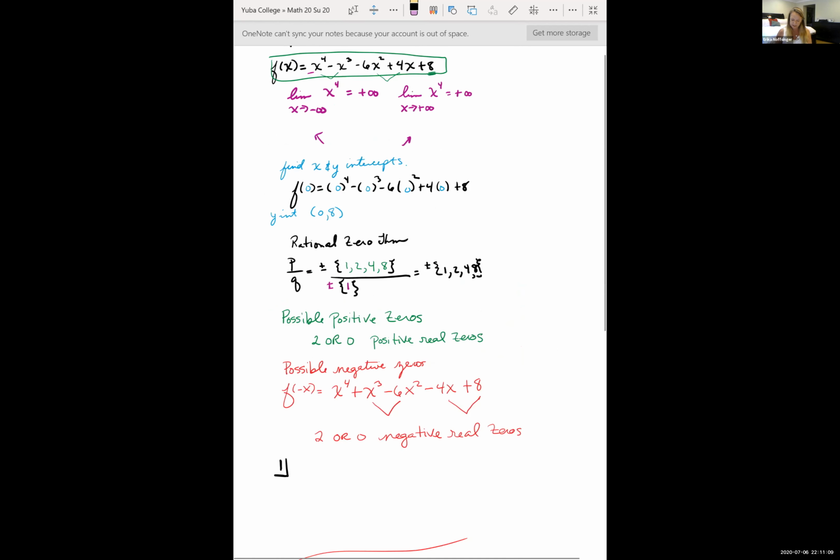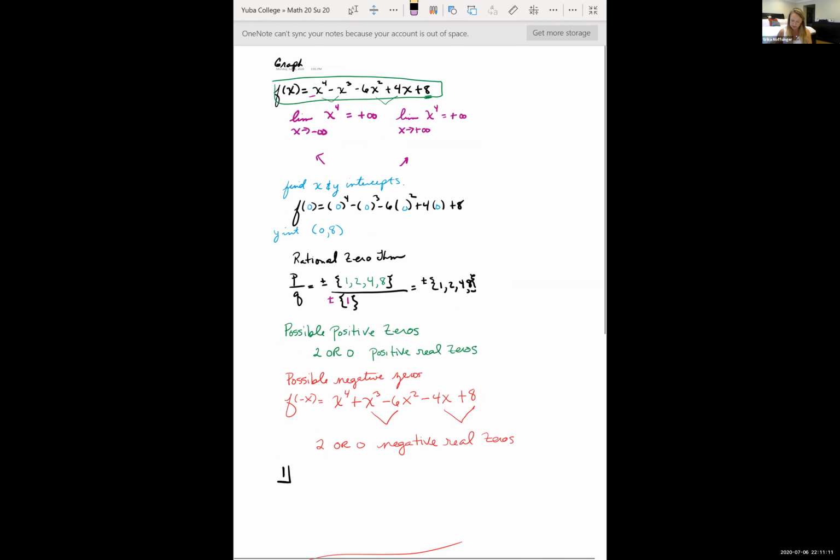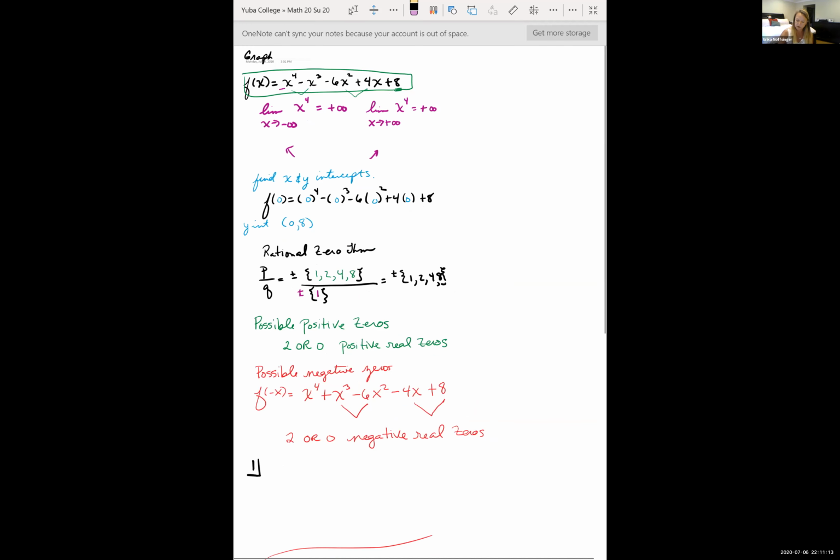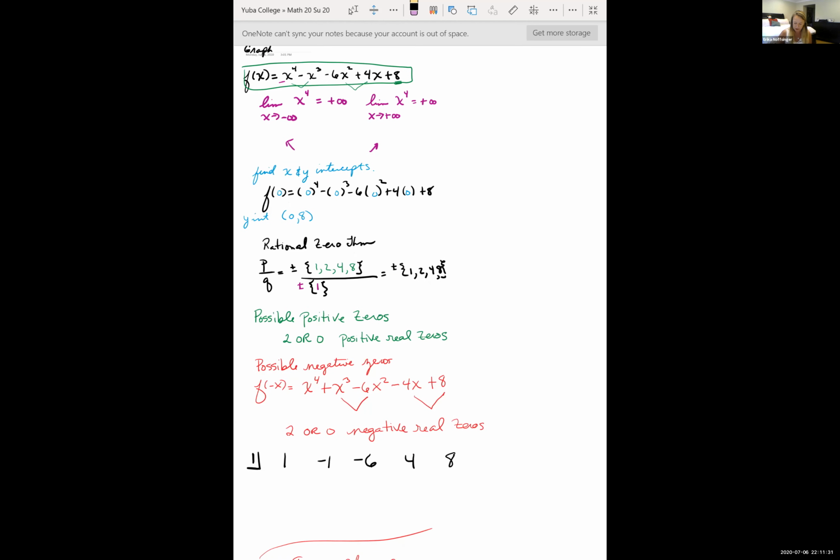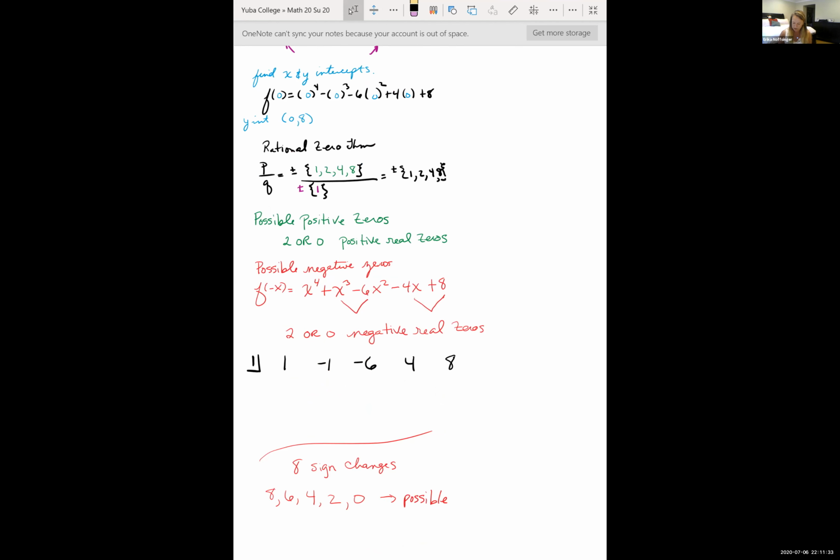For synthetic division, we want to list the coefficients of our original polynomial, in this case 1, negative 1, negative 6, 4, and 8. Again, you want to make sure that all those terms are listed, that there's no missing term in the descending order of powers. In this case, there was not, so we're good. So bring your first number down.